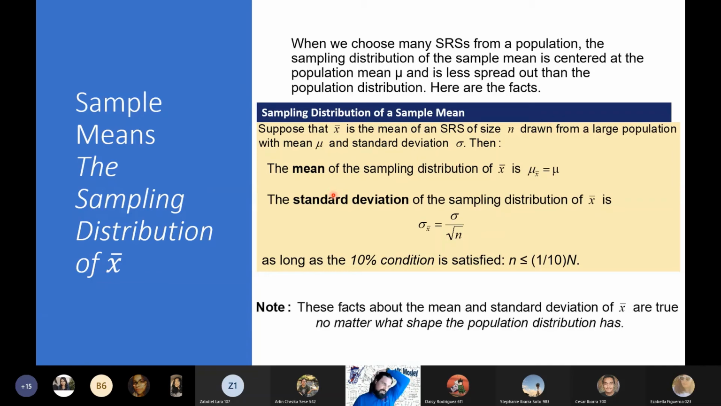And please note, these facts about the mean and standard deviation of X bar are true no matter what shape the population distribution has. This is true no matter what shape a population is. Can you please raise your hand if you need a moment to write anything down from this slide?